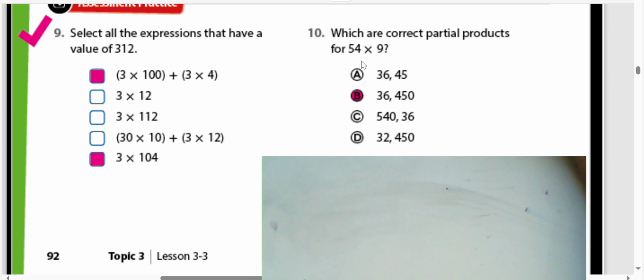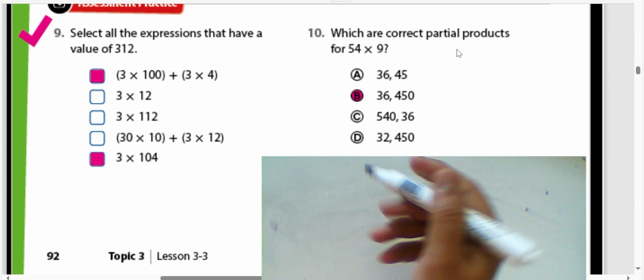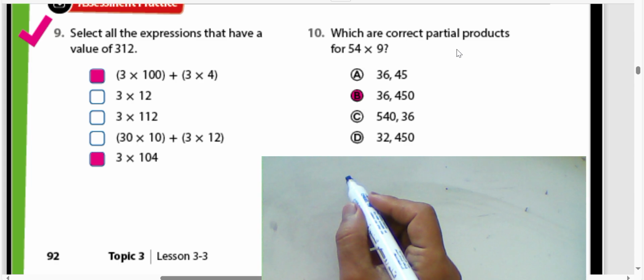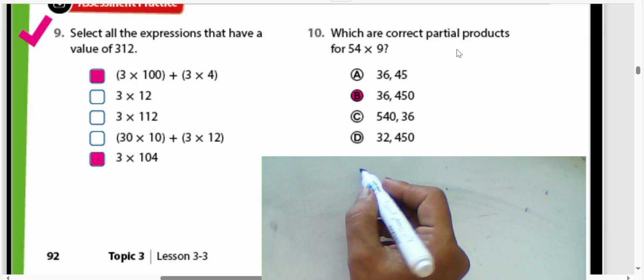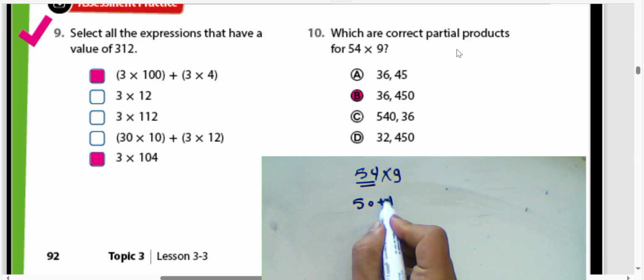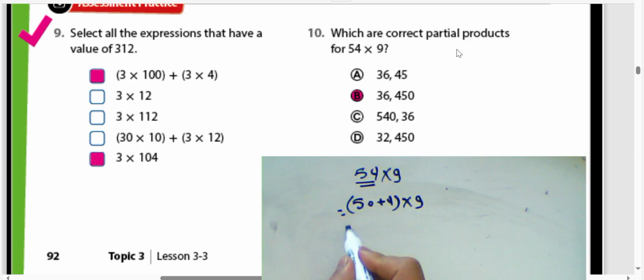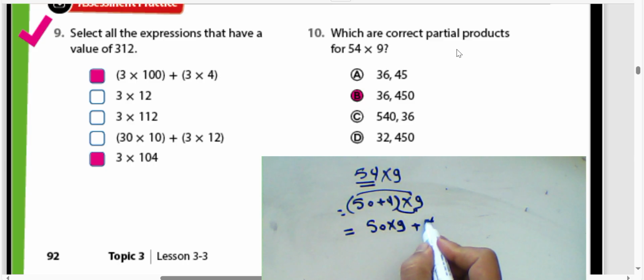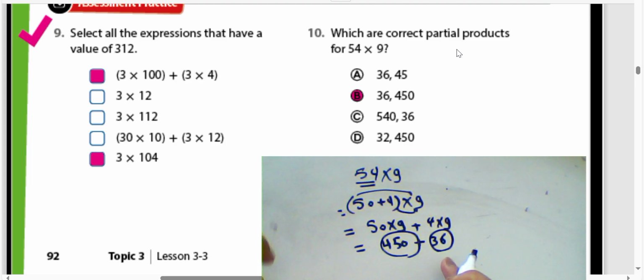We can use distributive properties here like this. Look with me, partial products. It means using distributive properties here. 54 times 9. 54 equals 50 plus 4, all product by 9. Write 50 times 9, and 4 times 9. 50 times 9, write 0, and 5 times 9 equals 45. And 4 times 9 equals 36. Then the two numbers will be 36 and 450.